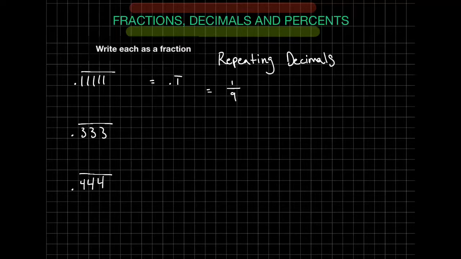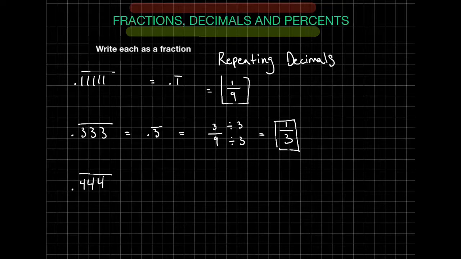Okay, so 0.33333, that's just 0.3 repeating. We're just going to say that that's 3 over 9. And then, of course, we could reduce that further if we divide the top by 3 and the bottom by 3. What we're left with is 1/3. So there it is, 0.3 repeating equals 1/3. So pretty simple. Here we have 0.4 repeating. We're just going to say that that is 4/9.